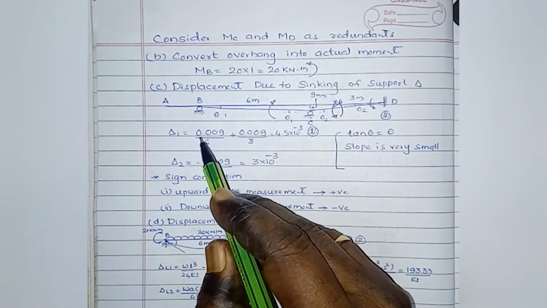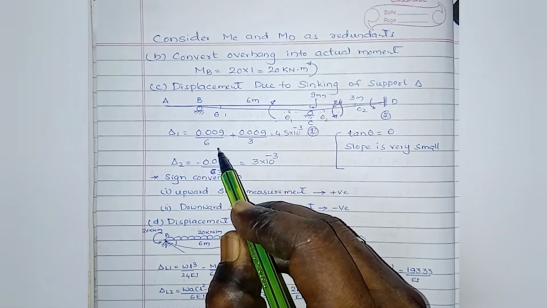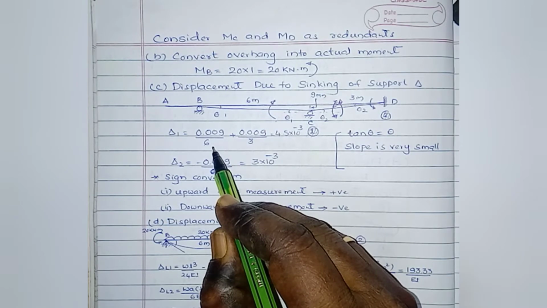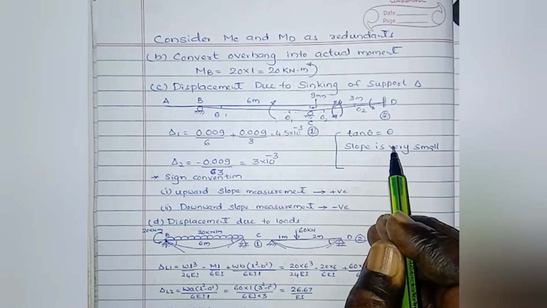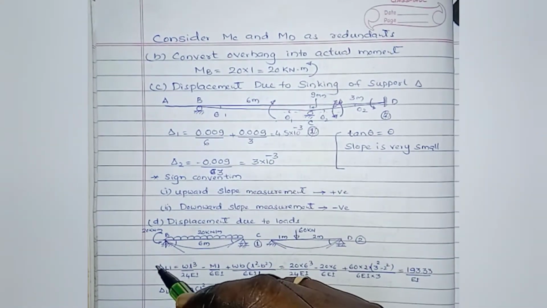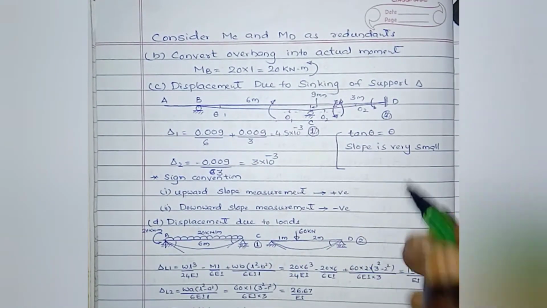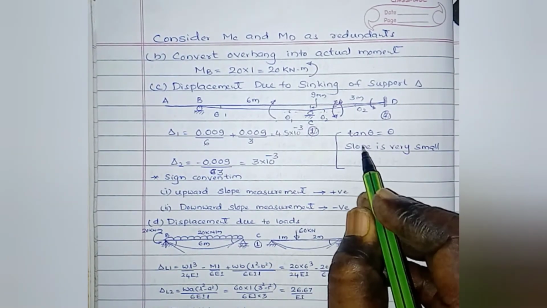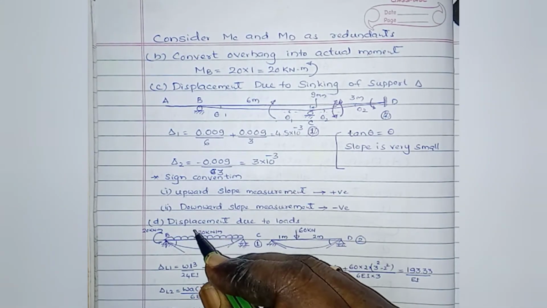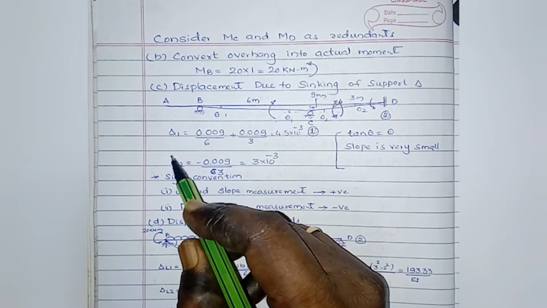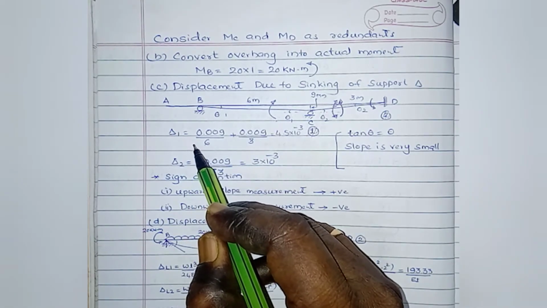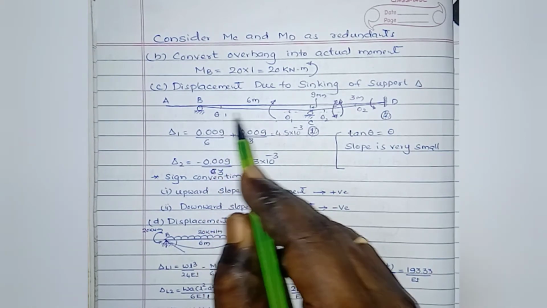Then here first we have to calculate the magnitude of the displacement due to sinking or settlement of the support. You know that tan theta equals opposite side divided by adjacent side. Since theta is very small, tan theta is approximated as theta. The slope is very, very small. Here the displacement due to the settlement or sinking of the support in span BC.